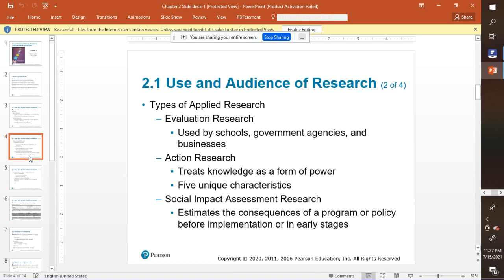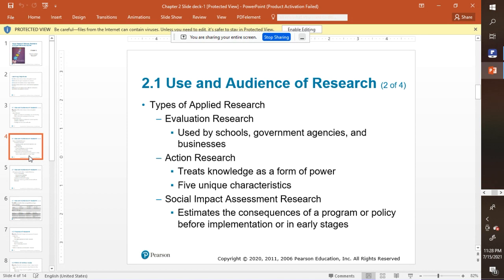We have types of applied research. We have evaluation research, we have action research, and we have social impact assessment research. Evaluation research is usually carried out by schools, government agencies, and businesses. This is actually to evaluate, to assess a particular area or thing.